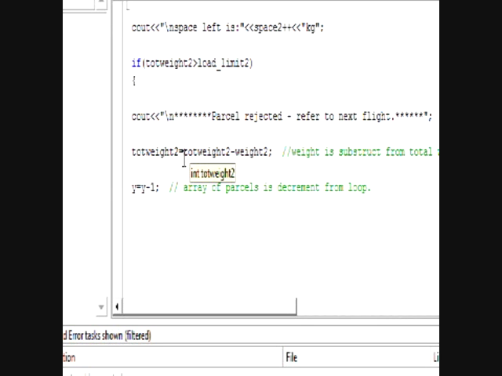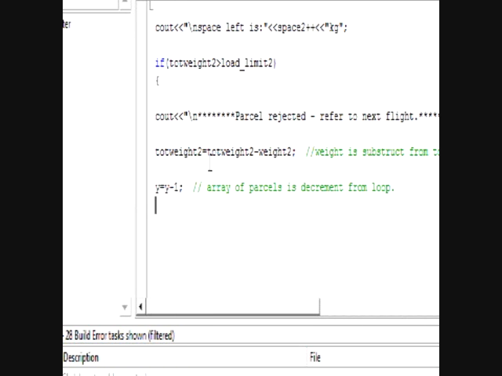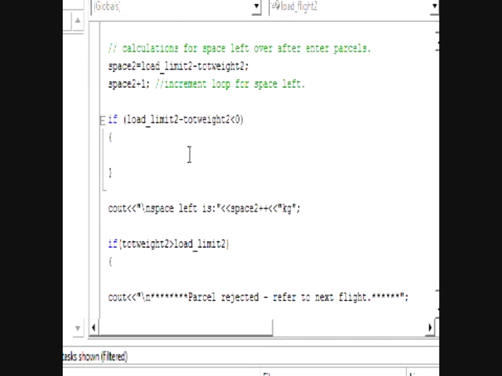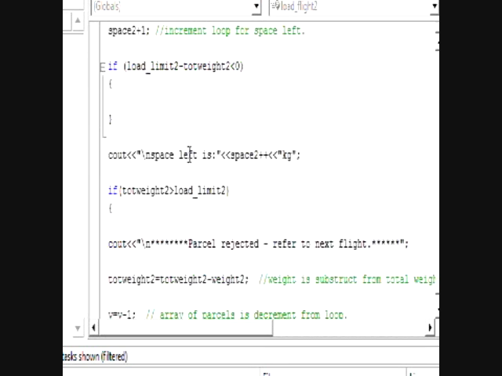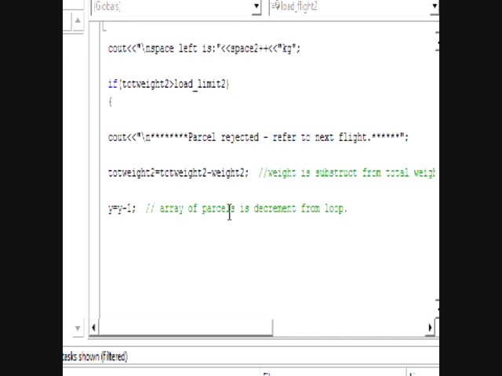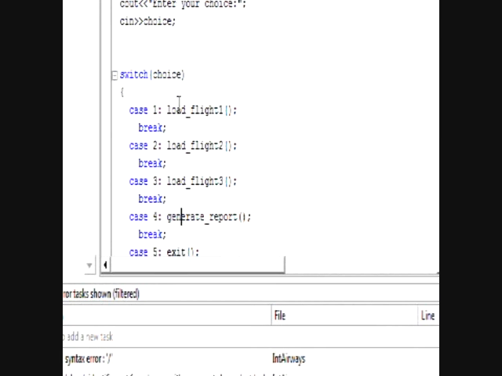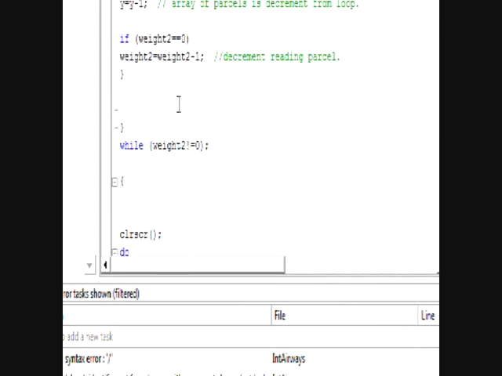total weight 2 from total weight 1. So that is the whole weight of the parcels in that flight. And then we decrement y just like what we did with r. Okay, so when we do that, then we go on to flight number 3.